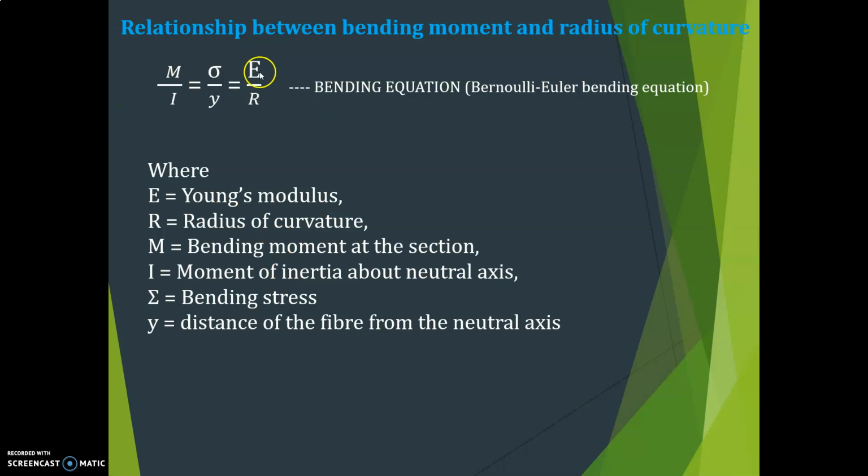So this bending equation is given by M divided by I is equal to sigma divided by y is equal to E divided by R. Okay, so this equation is called as bending equation. Also, it is called as Bernoulli-Euler bending equation, where E is equal to Young's modulus, R is radius of curvature, M is bending moment at the section, and I is moment of inertia about the neutral axis, and sigma is bending stress, and y is equal to distance of the fiber from the neutral axis. Okay, and so this equation is very important. You always remember to solve any type of the problems.